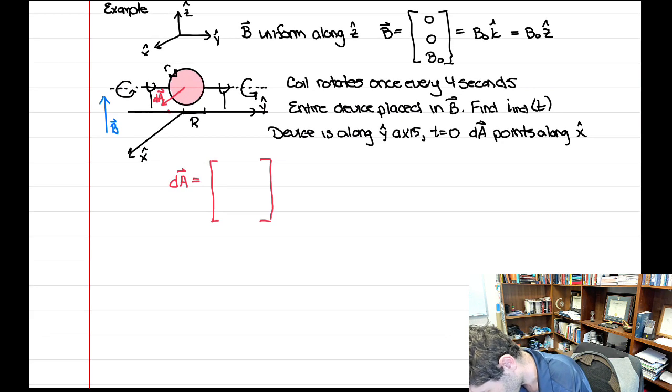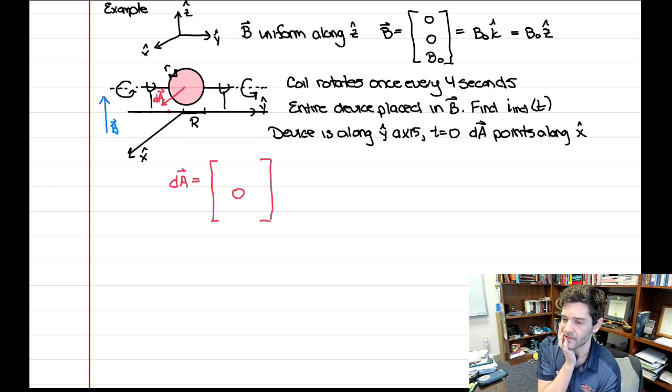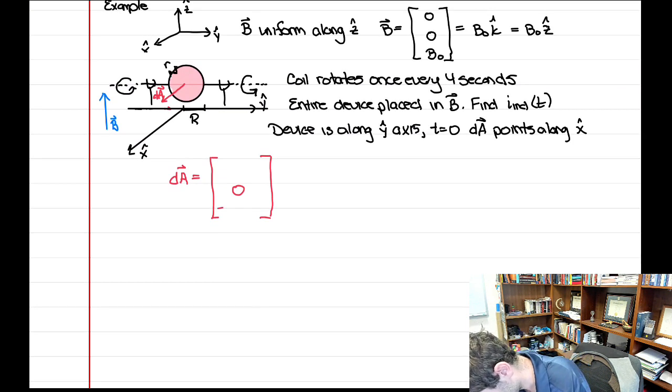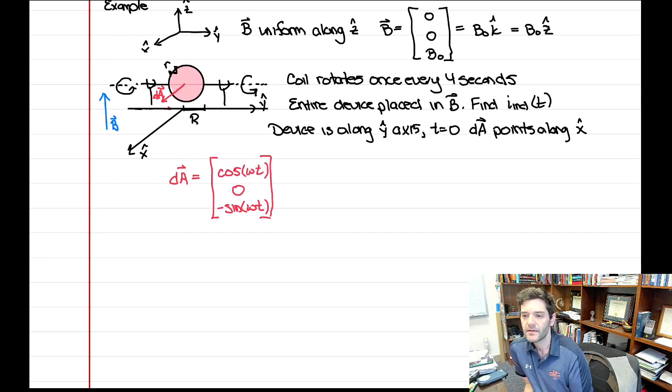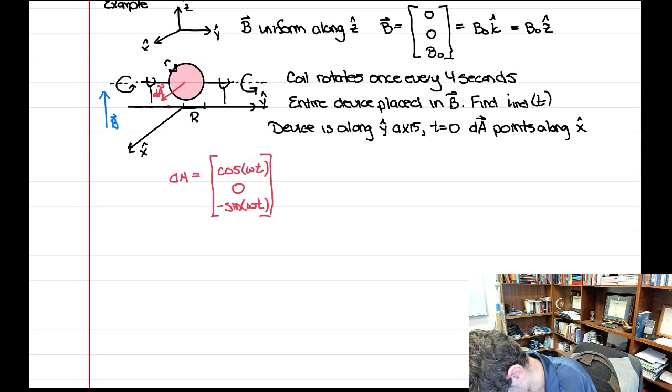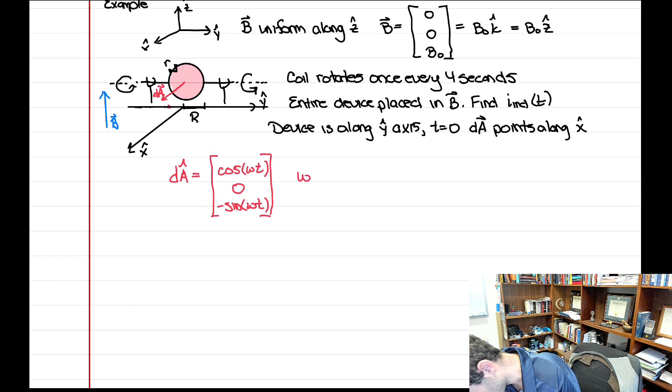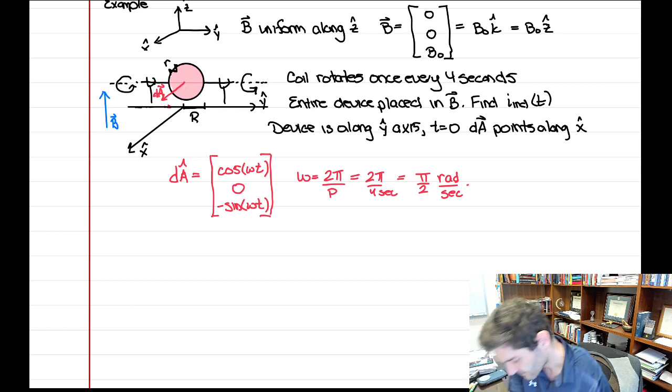If it's in the xz plane, then the y component is 0. At t equals 0, it starts along the x-axis, which means the x component is going to be cosine, and by the way, it's rotating, so it looks like the z component should be negative sine omega t, and the x component is cosine of omega t. And I guess this is the unit vector version, right? Because if you take the magnitude of that, it has unit magnitude. So dA unit vector version is that. Because omega tells you the angular frequency that it rotates at, where the angular frequency is related to the period by 2 pi divided by the period, so this is going to be 2 pi divided by 4 seconds, or pi over 2 radians per second. That's the value for omega.